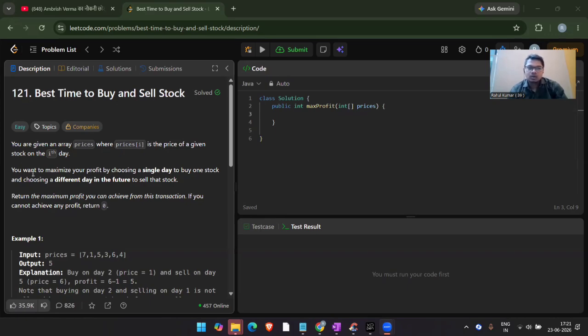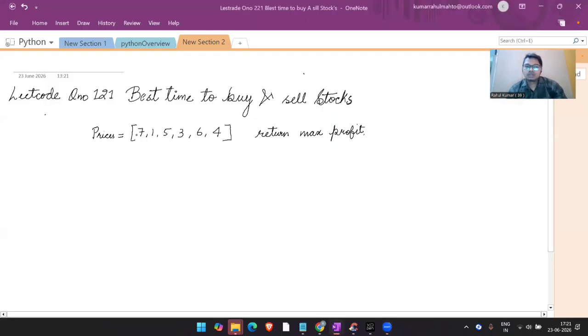Okay, now what we need to do here is, let me take you through my screen. This is particularly given the prices of the stock. This is nothing but the price of the stock. Okay, and these prices keep fluctuating in the future days. So in the first day the price of the stock is 7, in the second day it becomes 1, in the third day it becomes 5, fourth day it becomes 3, fifth day it becomes 6, and sixth day it becomes 4.